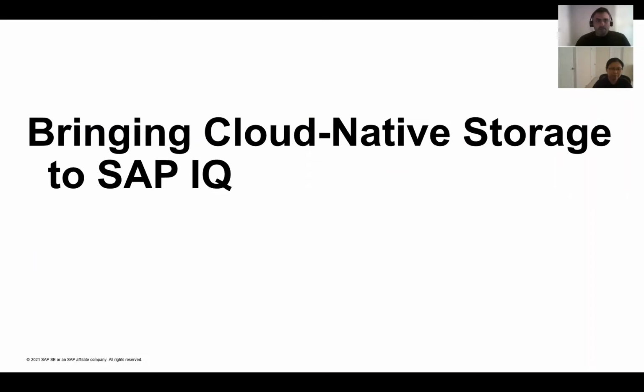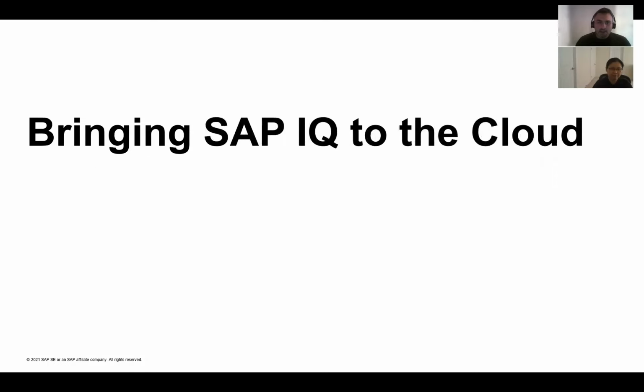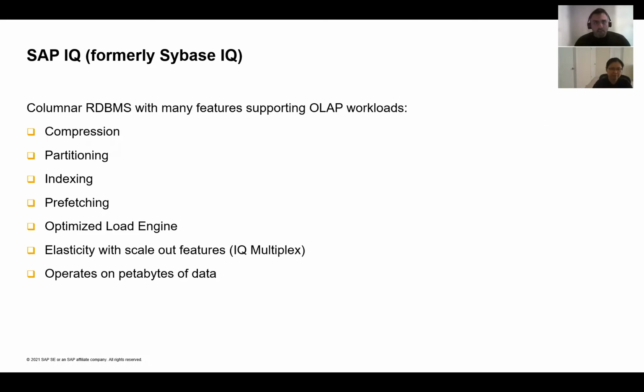Now, the topic of the paper is bringing cloud native storage to SAP IQ, but to put things into perspective, it's better to take a step back and understand how we brought SAP IQ to the cloud to begin with. So I'm going to give a quick introduction of what SAP IQ is. SAP IQ is formerly known as Sybase IQ. It's a columnar RDBMS with many features supporting OLAP workloads.